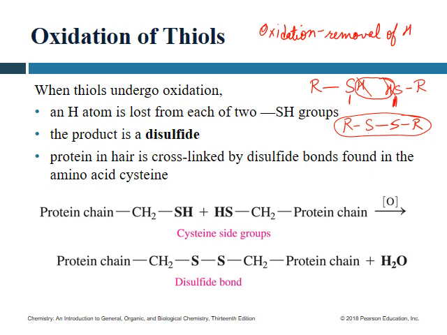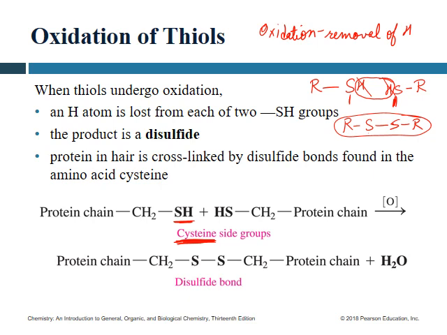When people curl their hair, that is an example of cross-linking of disulfide bonds. What essentially happens is our hair has a bunch of cysteine, which is one of the amino acids, found in keratin. Keratin is the protein that makes up our hair. So this amino acid has this particular SH group. This is an example of a thiol group.